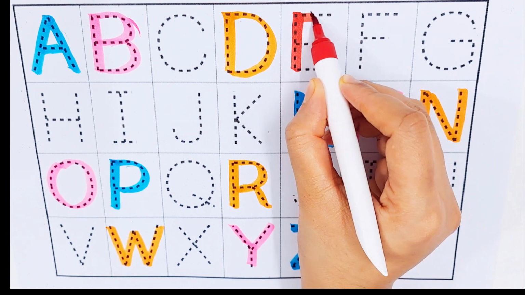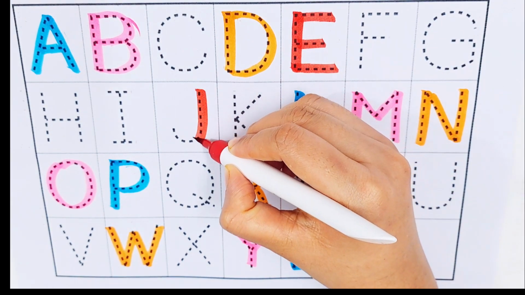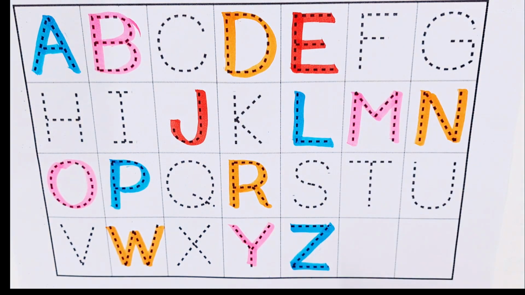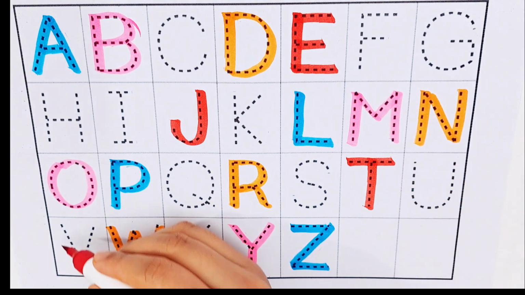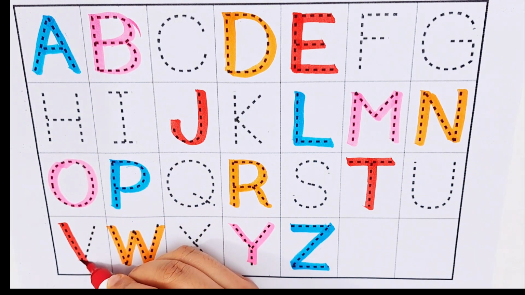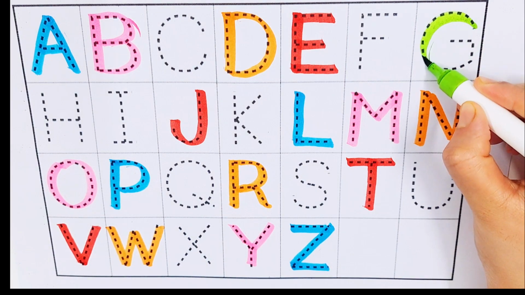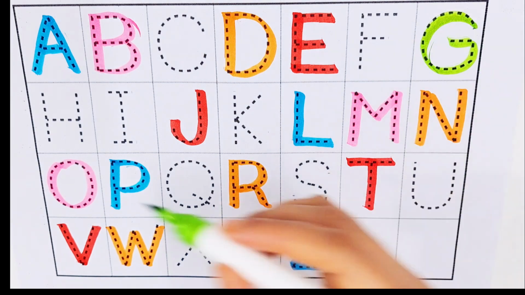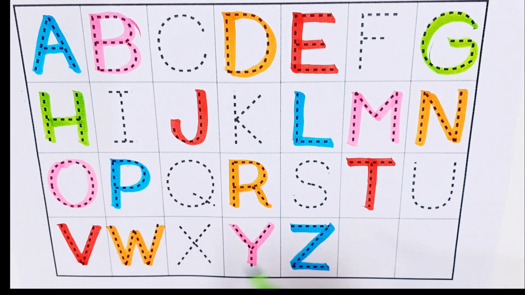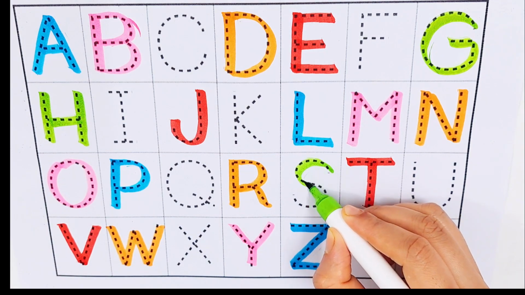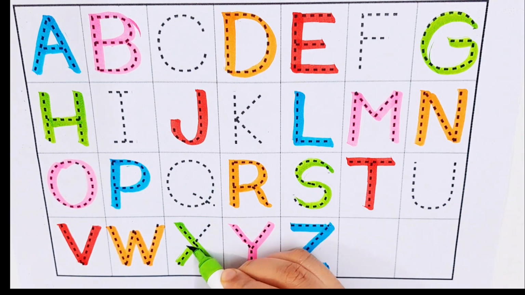E for elephant. J for juice. T for tulip. V for vase. G for goat. H for house. S for sheep. X for Xerox.